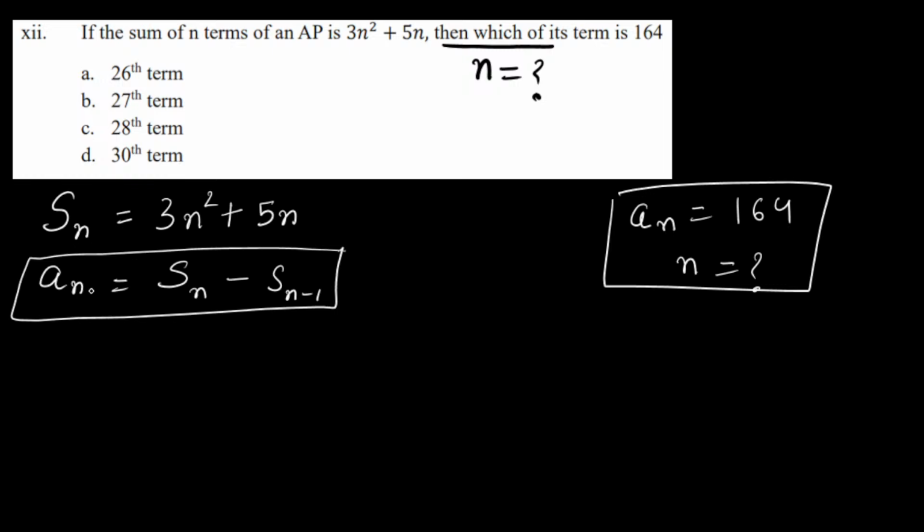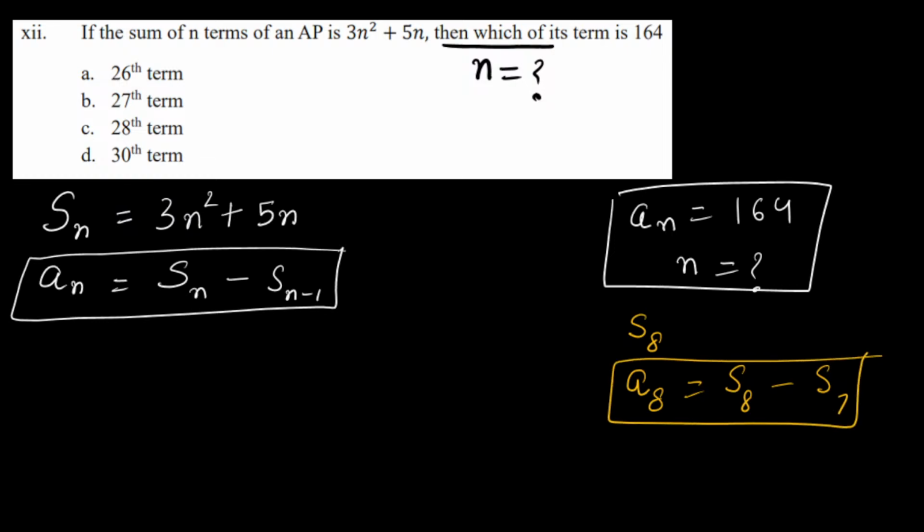Now I'll explain this formula. Suppose you know the sum of 8 terms, I'm just giving an example. If you know the sum of 8 terms, you can find any term here. Let's suppose you want to find the 8th term. So this will be the sum of 8 terms minus the sum of 7 terms. Like this you have to use this formula.